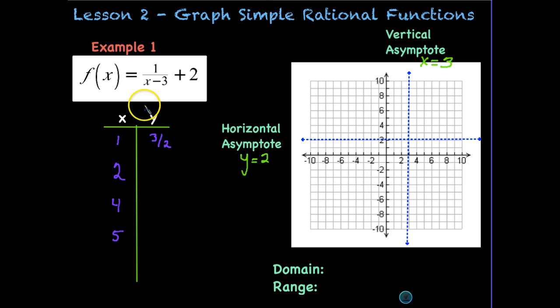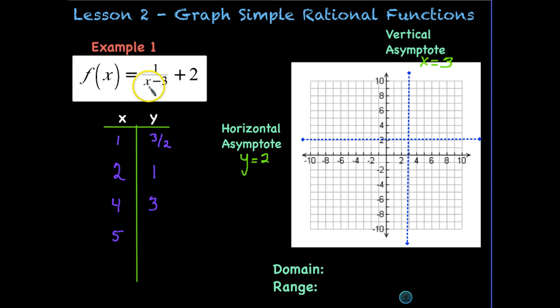Now let's plug in a 2. 2 minus 3 is negative 1. So 1 over negative 1 is just negative 1, and negative 1 plus 2 is 1. And you're more than welcome to put this in your calculator and use decimals if that's easier. 4 minus 3 is 1, and 1 over 1 is just 1, and 1 plus 2 gives us 3.